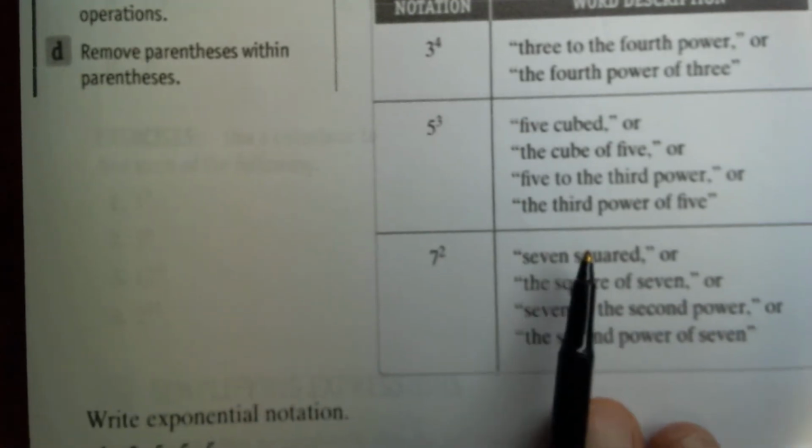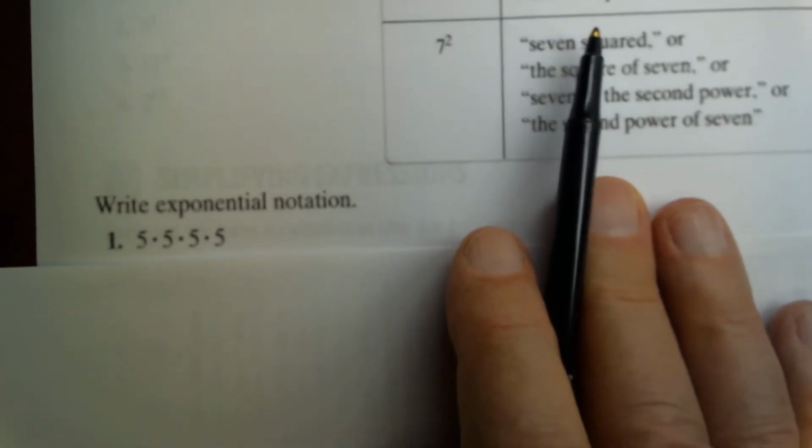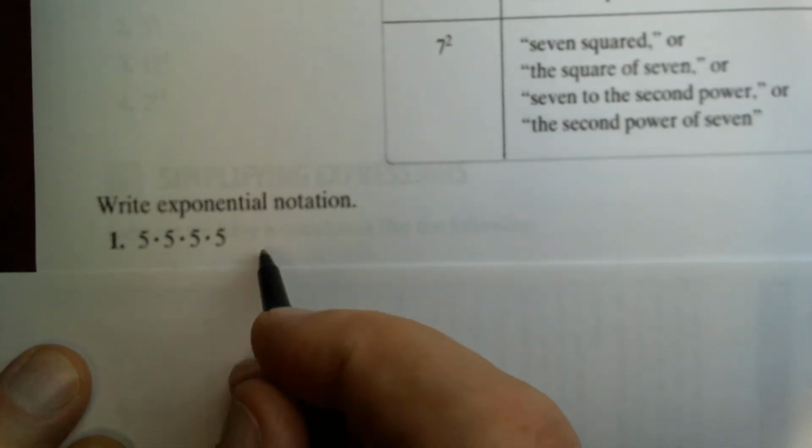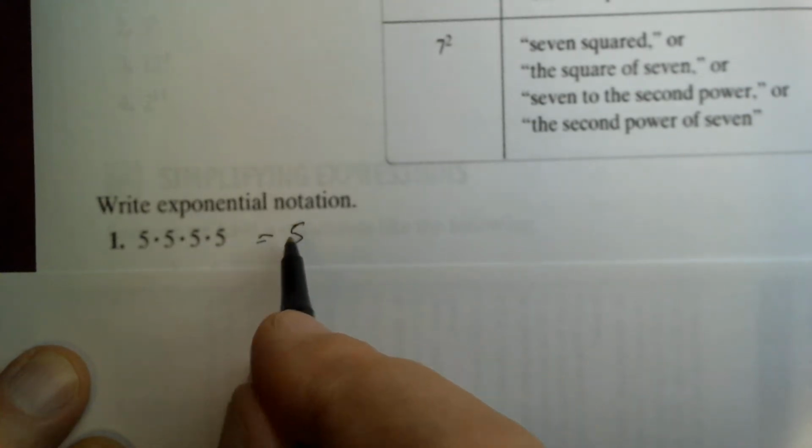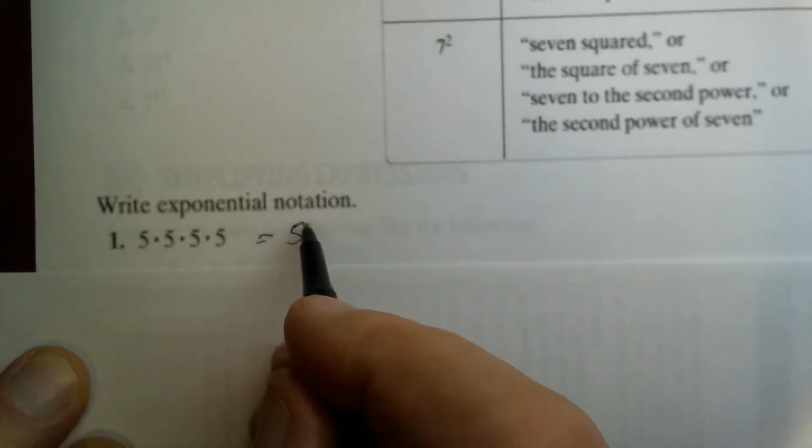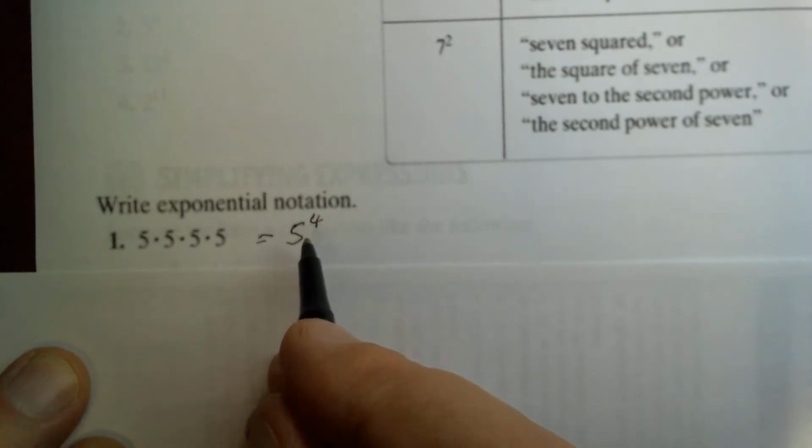So here are some simple exercises. Write in exponential notation: 5 times 5 times 5 times 5. How many times is 5 multiplied by itself? Well, it's 4 times. And so the base, of course, is 5. That's the number here, 5. It's repeated 4 times, so that's 5 to the 4th power.